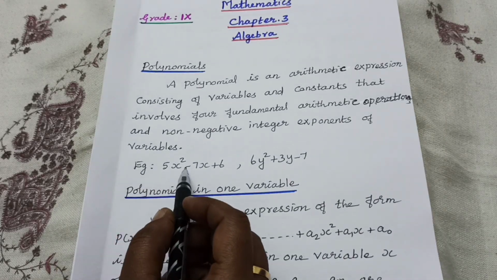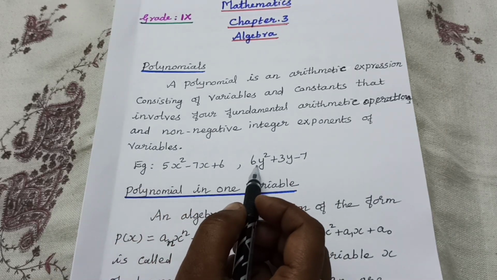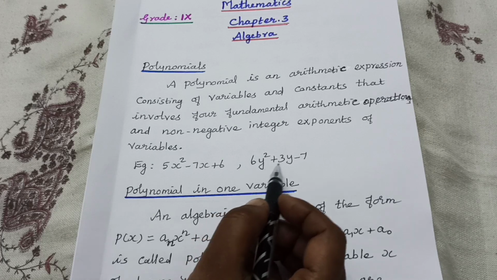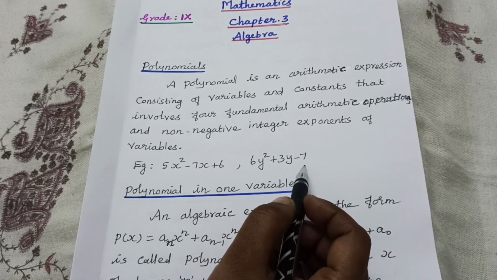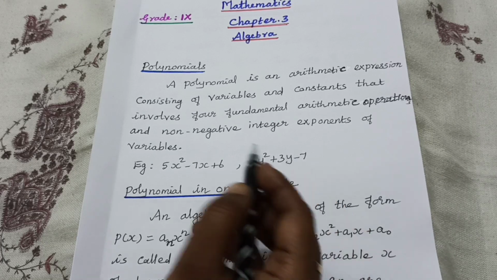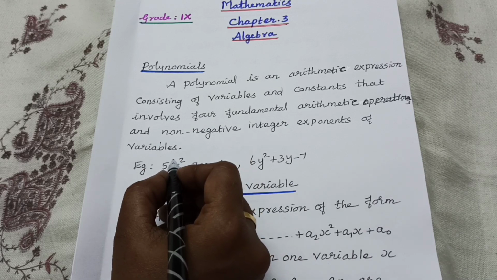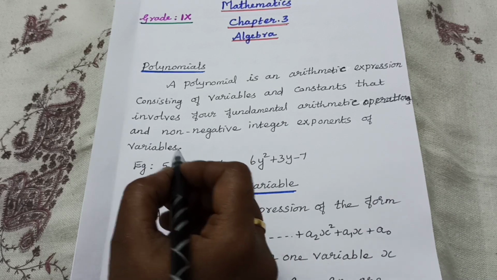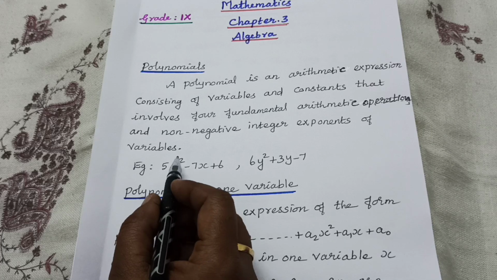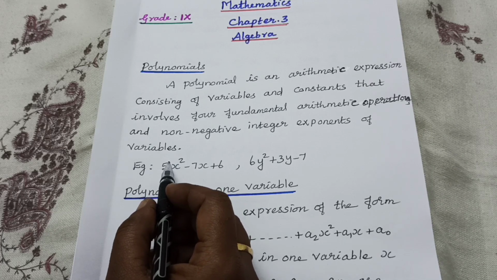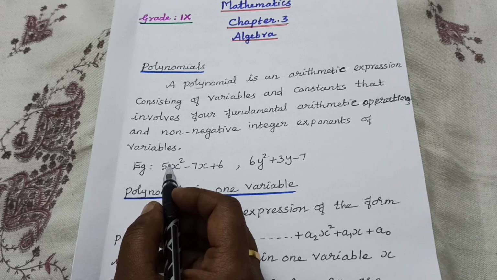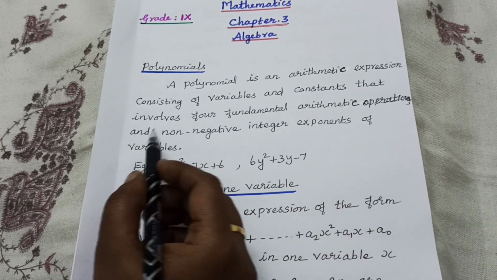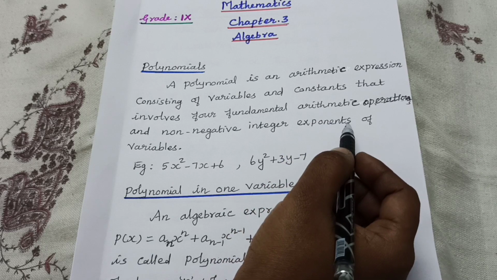For example, 5x square minus 7x plus 6. Another example is 6y square plus 3y minus 7. Suppose here minus 2 is given, then this is 5 into x power minus 2. X power minus 2 given means this is not a polynomial. That condition is given here: non-negative integer exponents.